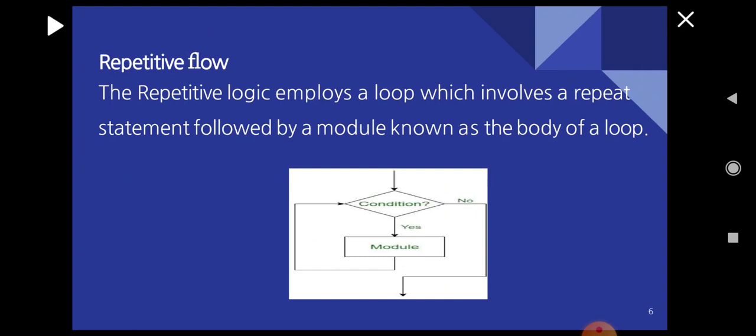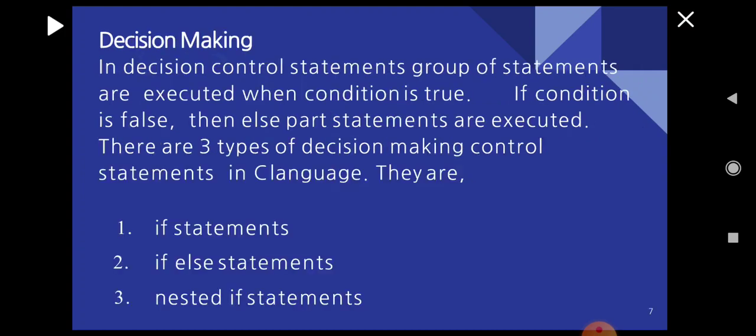Repetitive flow. Its logic employs a loop which involves a repeated statement followed by a module, known as the body of the loop. That is, we are going to repeat a module until the condition is true. Otherwise, the module will not be executed.